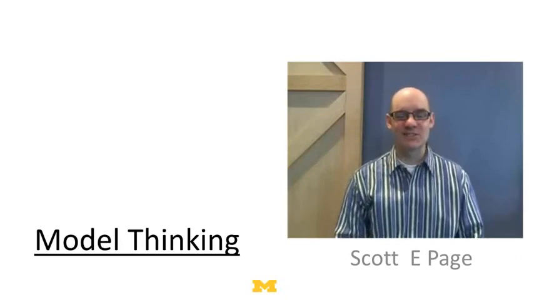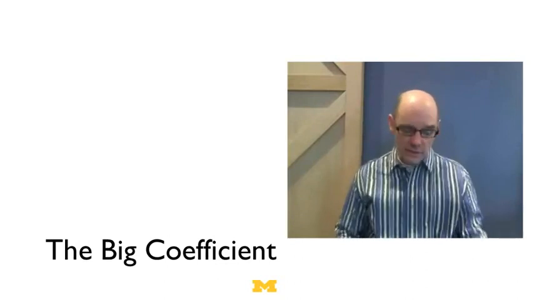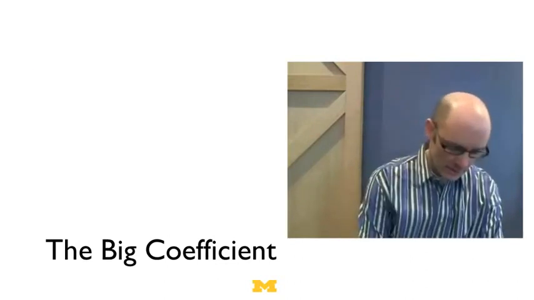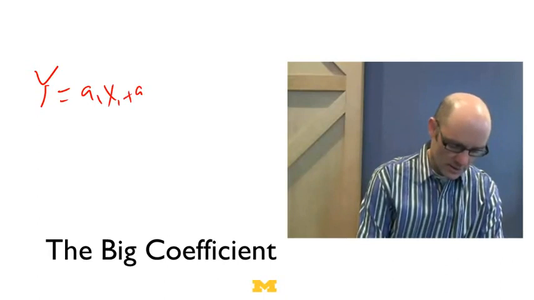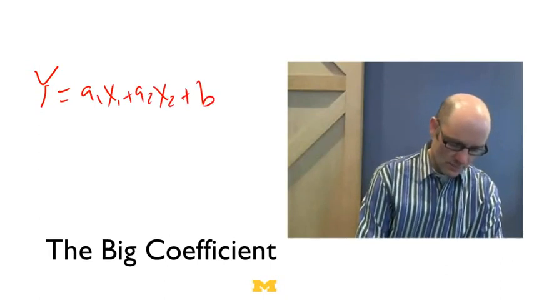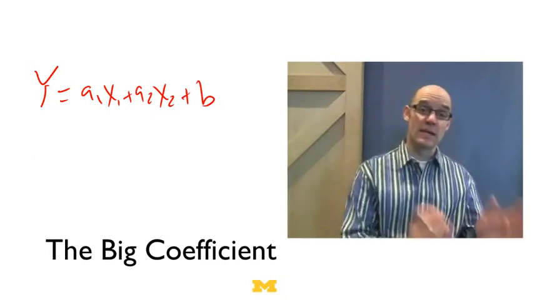Hi. In this last lecture in this unit on linear models, what I want to talk about is something I like to call the big coefficient. Here's the idea. If we have a simple linear regression model, we have some equation like y equals a1 x1 plus a2 x2 plus b, right?